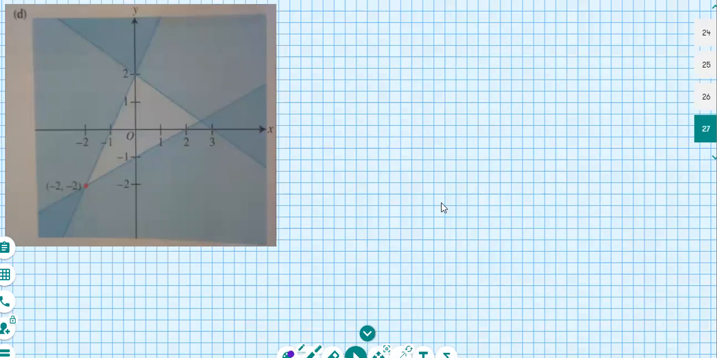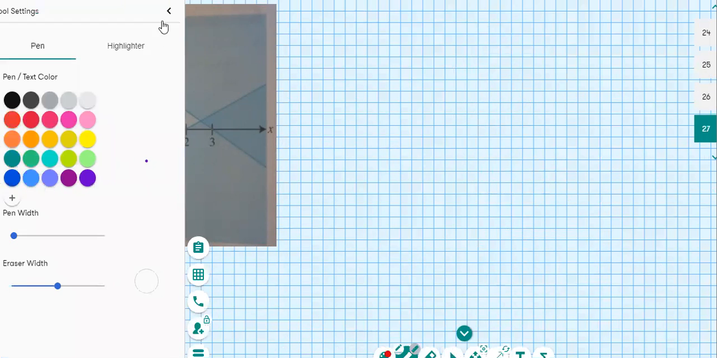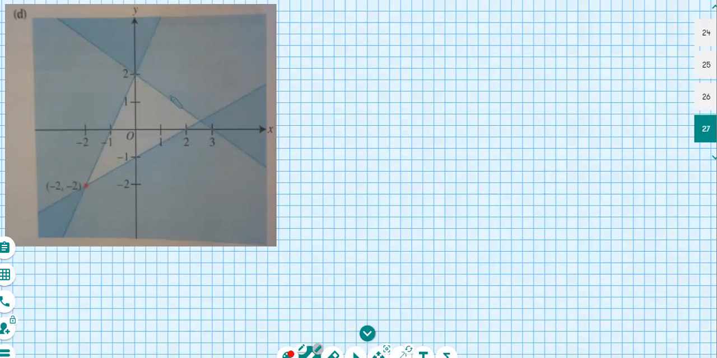All right, in part D, we can see that the unshaded region is actually made by 3 lines or 3 inequalities. So I'm writing the equation for this line first. First of all, we'll find the gradient. The gradient will be y2 minus y1. I'm taking 2 points. The first one is 3, 0, and the second one is 0, 2.